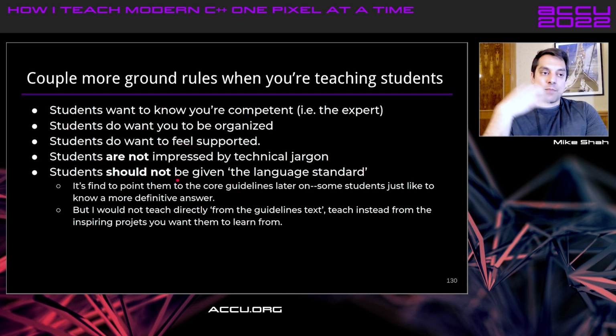And students, again, my level students probably shouldn't be given the language standard, right? I think it is okay to point them to the core guidelines at some point, because you're going to have your students who just want more, and eventually giving them somewhere a definitive answer from an expert, it is comforting to them. But I would say don't start designing your course from that text. Think about doing it from the software that students are going to write. Okay, just my recommendations here.